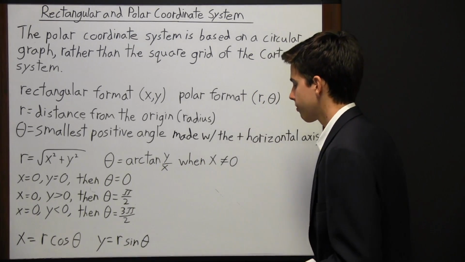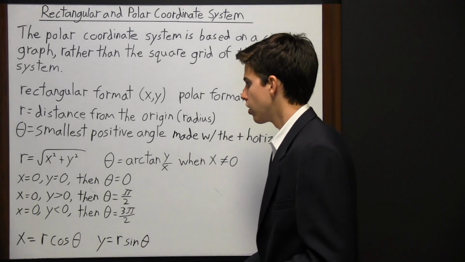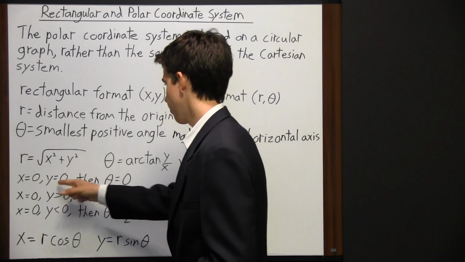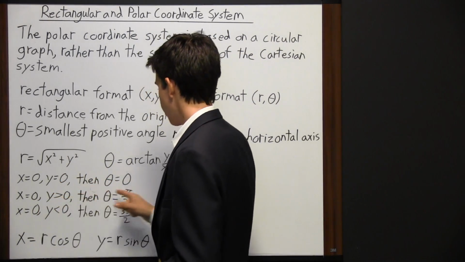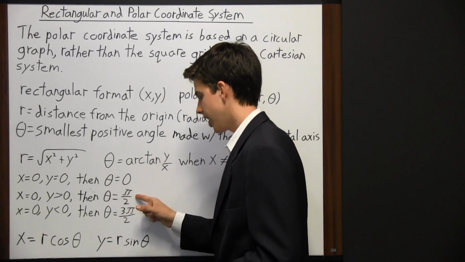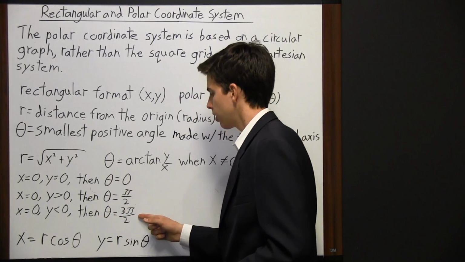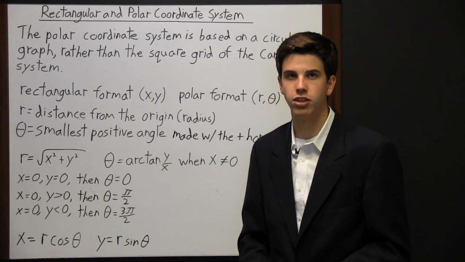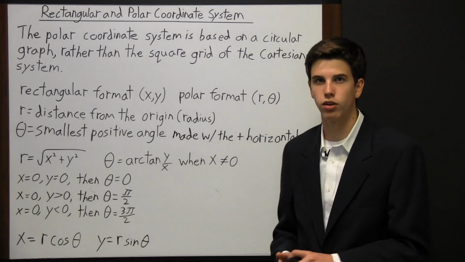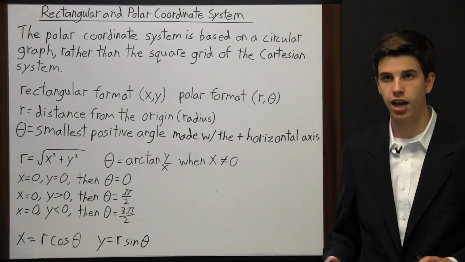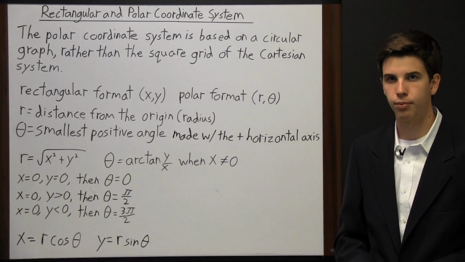Now, occasionally, x is going to equal 0. So we have some special rules for that scenario. When x equals 0 and y equals 0, then theta equals 0. When x equals 0 and y is greater than 0, then theta equals pi divided by 2. And finally, when x equals 0 and y is less than 0, then theta equals 3 pi divided by 2. Now, if x is positive, use the positive square root value for r. And if x is negative, then use the negative square root value for r.